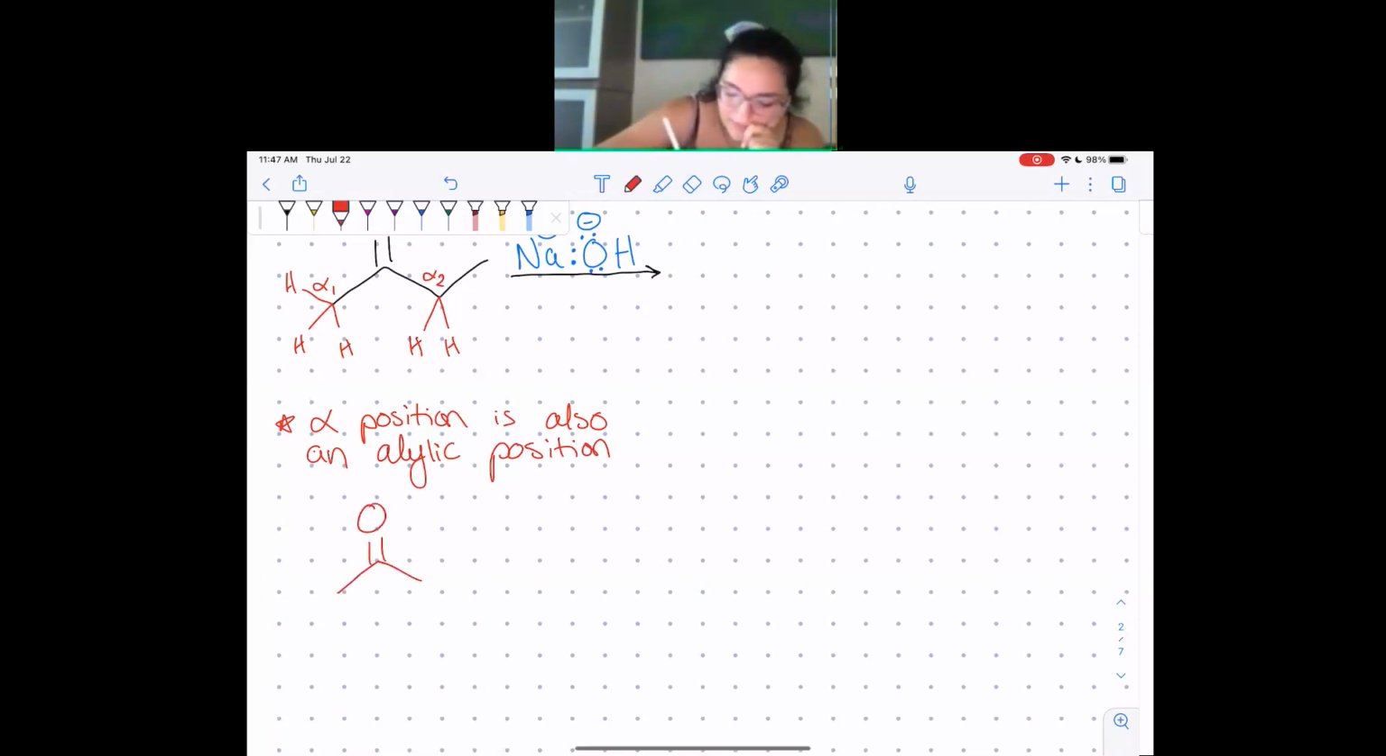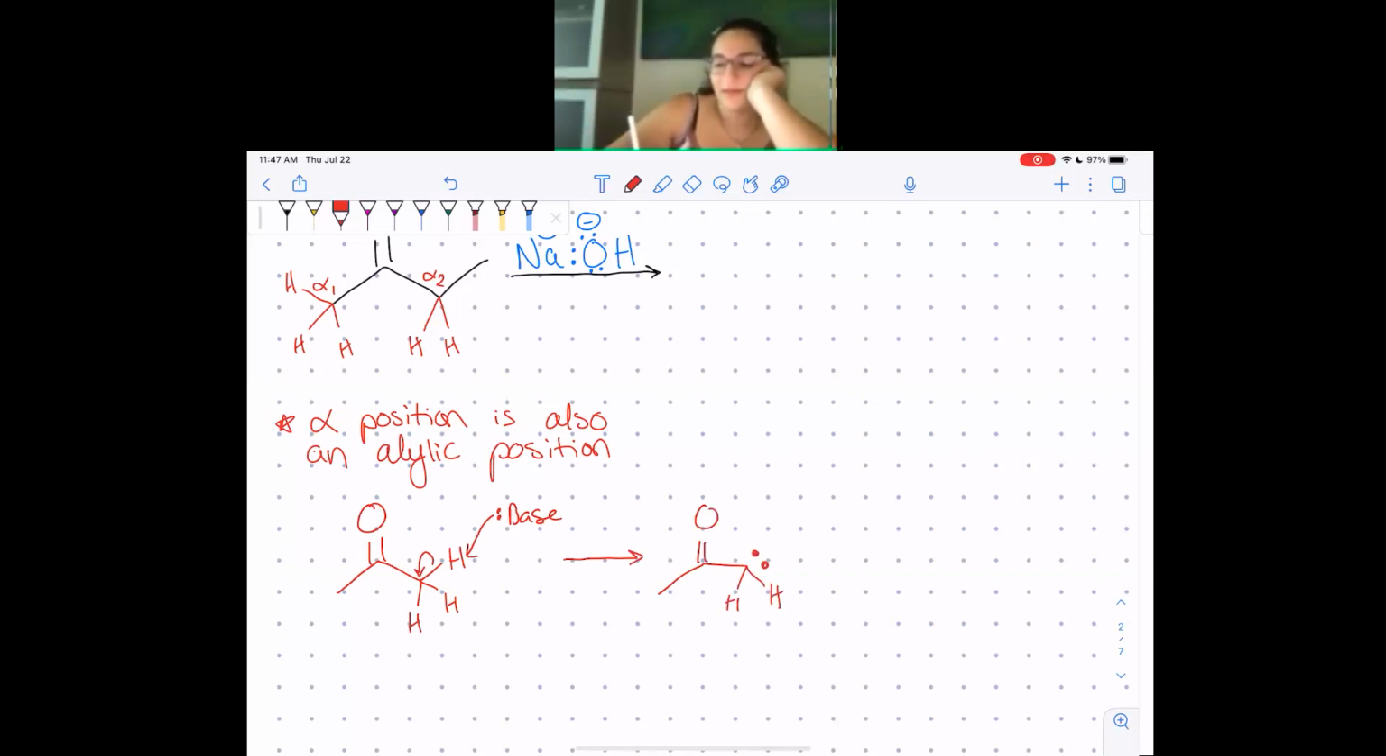So let's say we take the hydrogen, right? And I'm going to say a generic base comes in, steals that hydrogen, gives those electrons. Now we get two H's and a negative charge. We know that cations, anions, and radicals are sp2, and sp2 carbons can do resonance. So that negative charge is stabilized through resonance.